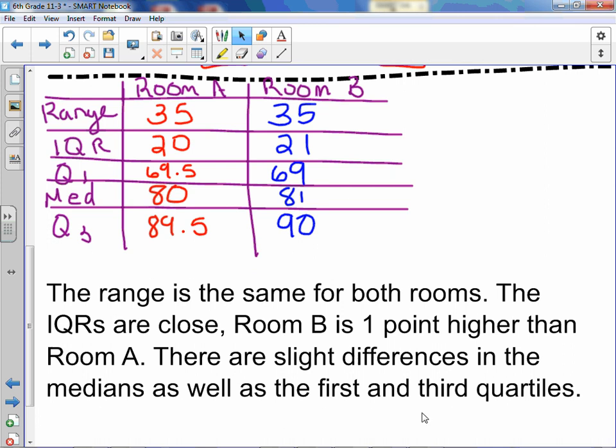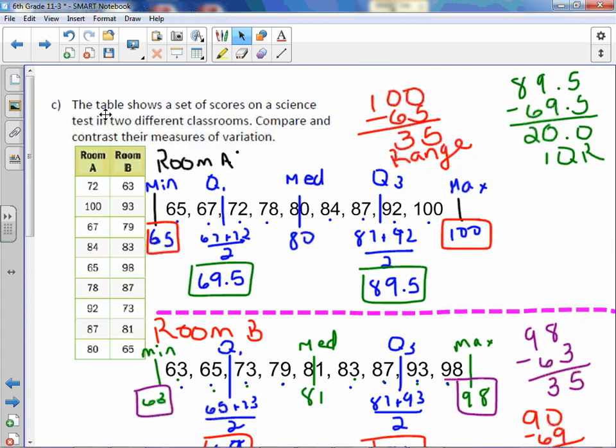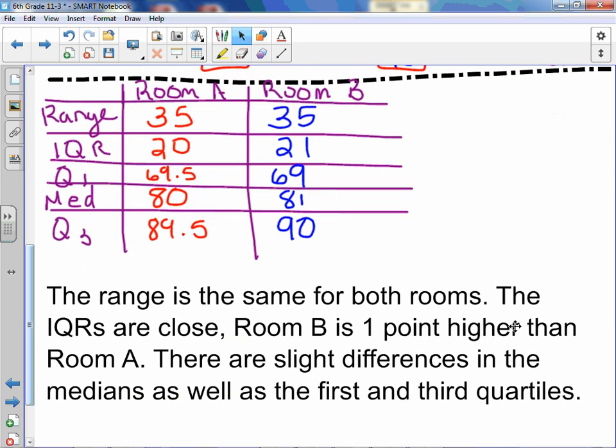So this right here is your main answer. Just refreshing. Looking at the question again, it says compare and contrast the measures of variation. So we found the measures of variation, and then we compared and contrasted.